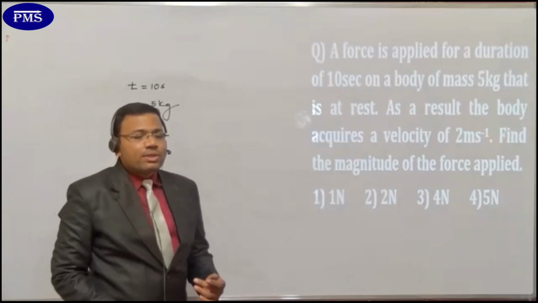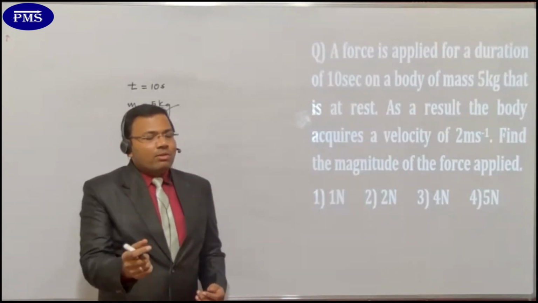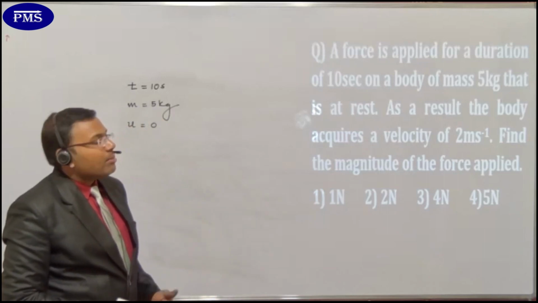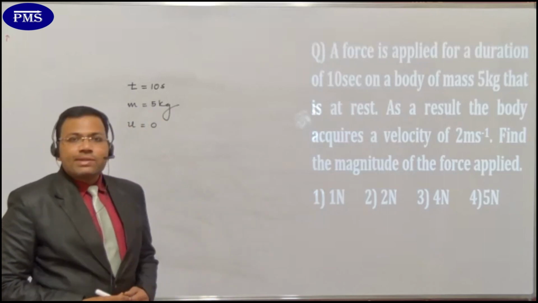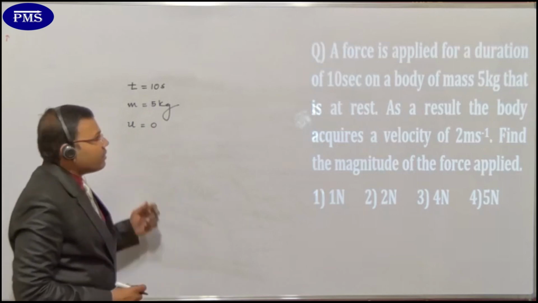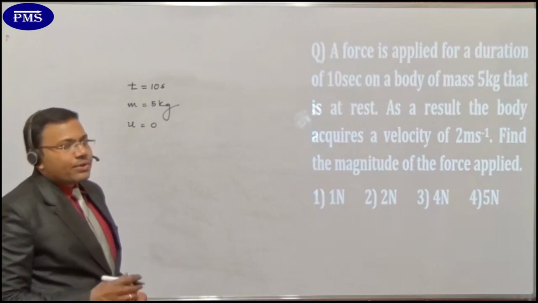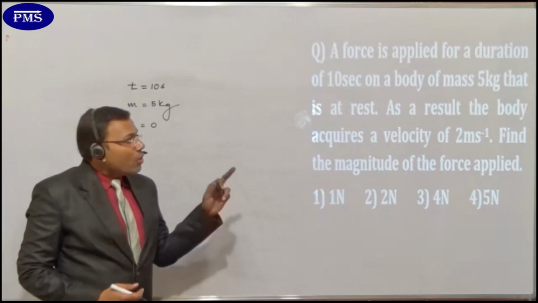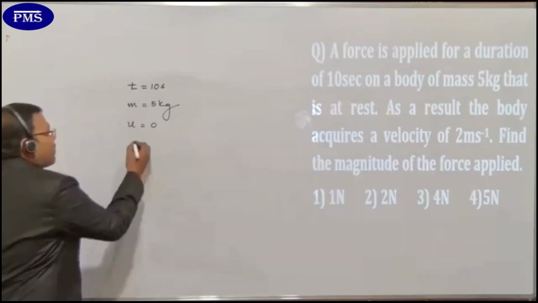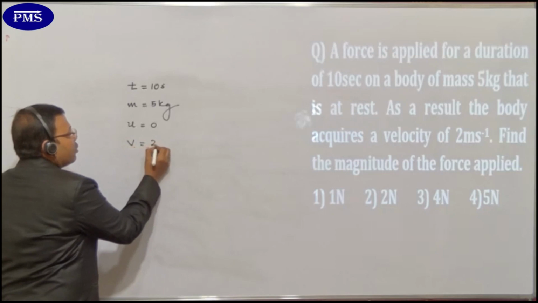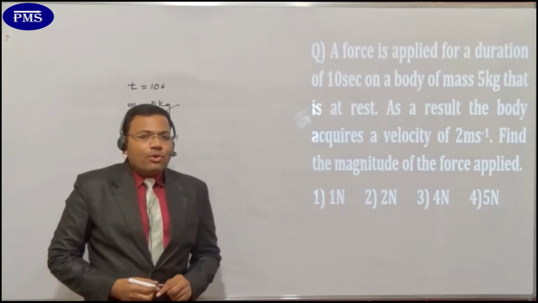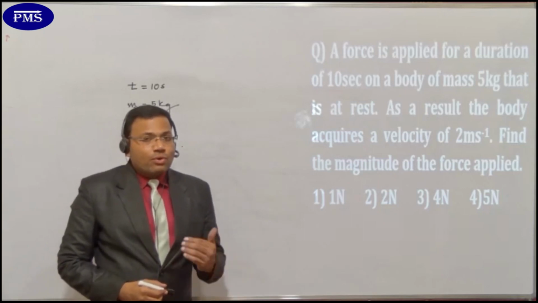In the first sentence, 3 physical quantities are mentioned: time is 10 seconds, mass is 5 kg, and it is at rest, so initial velocity is 0. As a result, the body acquires a velocity when the force is applied. The velocity is increasing from 0 to 2, that means final velocity is 2 meters per second. Our question is to find the magnitude of force acting on the body.